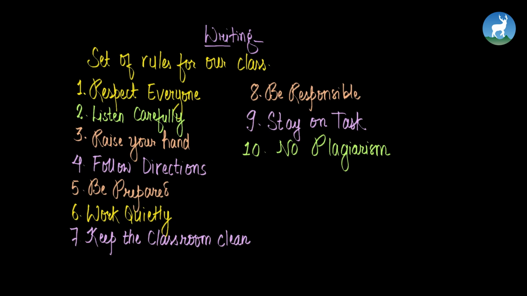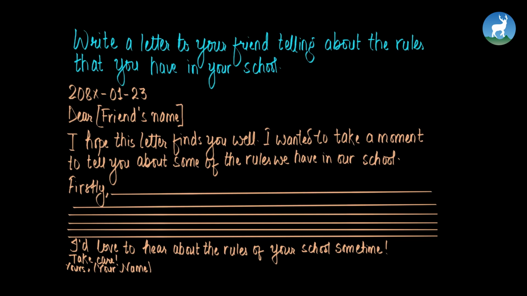Okay? So these are the rules which promote a supportive and productive learning environment. So you can inculcate these rules even in your classroom. Let's quickly review the set of rules for our class. Number 1, respect everyone. 2, listen carefully. 3, raise your hand. 4, follow directions. 5, be prepared. 6, work quietly. 7, keep the classroom clean. 8, be responsible. 9, stay on task. 10, no plagiarism.